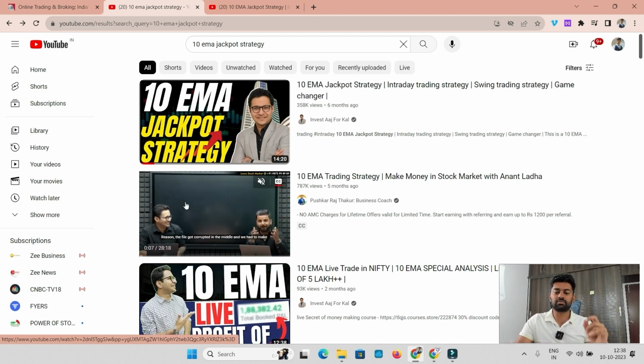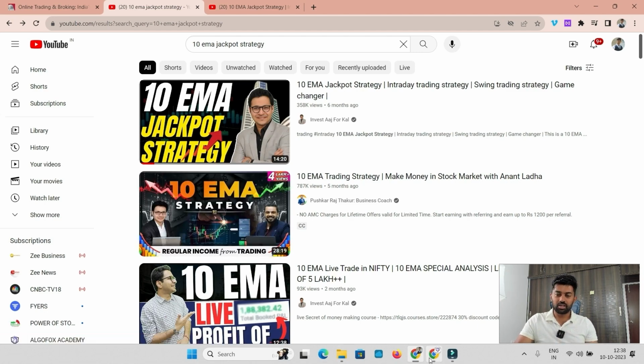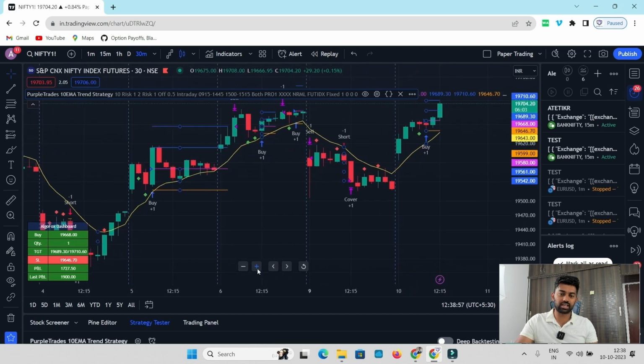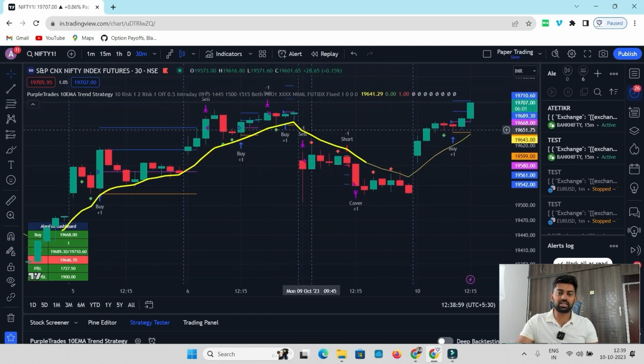So what I've done is we have actually coded this strategy because it has 1 million plus views. So let us check the strategy's performance. Now, if I go to TradingView, you will see this is how the code of the strategy looks like. And there's a beautiful 10 EMA.